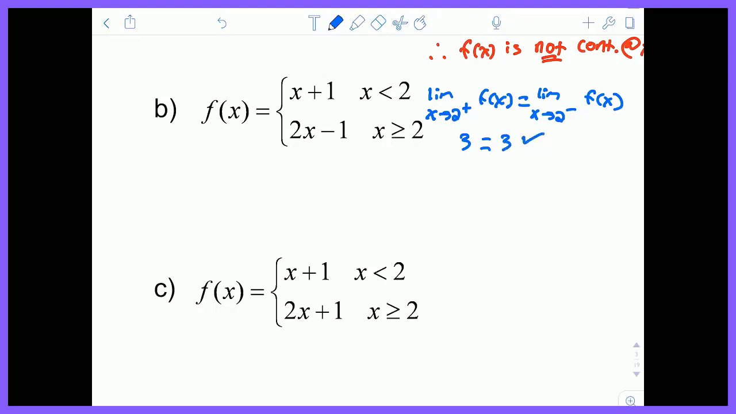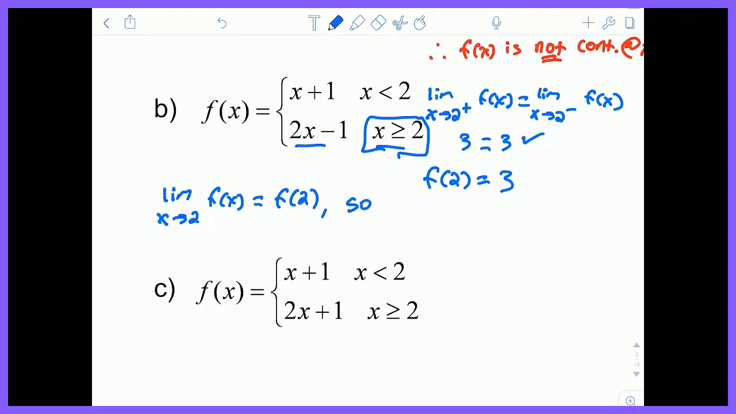And what's the function value? Well, the function value at 2 is also 3, because it's the same piece here. This is where x equals 2, right? So in this case, yes, the limit as x approaches 2 of f of x equals f of 2.